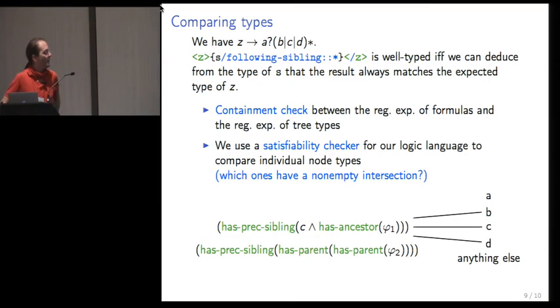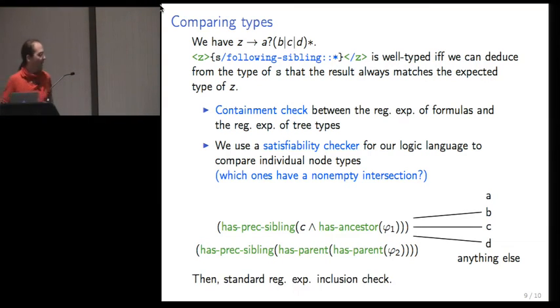So then from here, I can just do a standard regular expression inclusion check. I convert every formula on the left into a disjunction of types. So the first formula is converted into B or C or D. The second formula is converted into nothing. And then I can do a regular expression inclusion check. And I can prove that this expression is well typed in this example.